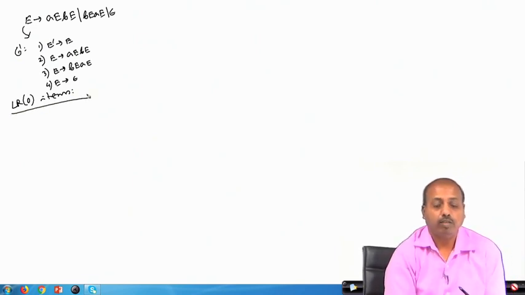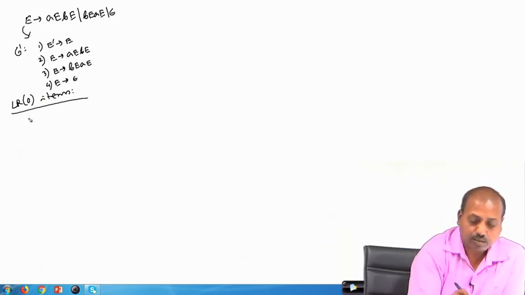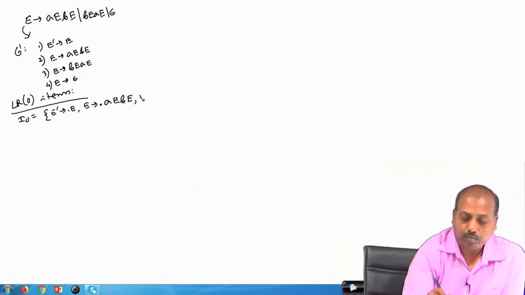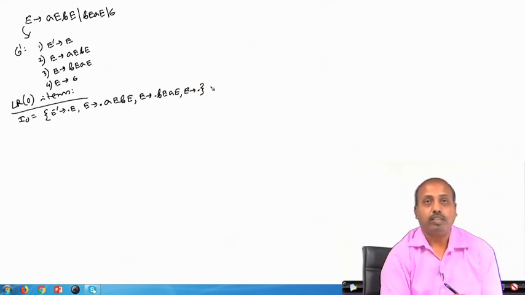We have to make the LR0 items. Now, how do we do this? First of all, the I0 set: I0 has E dash producing dot E, and then E producing dot A E B E, then E producing dot B E A E, and E producing dot. This is the item I0.